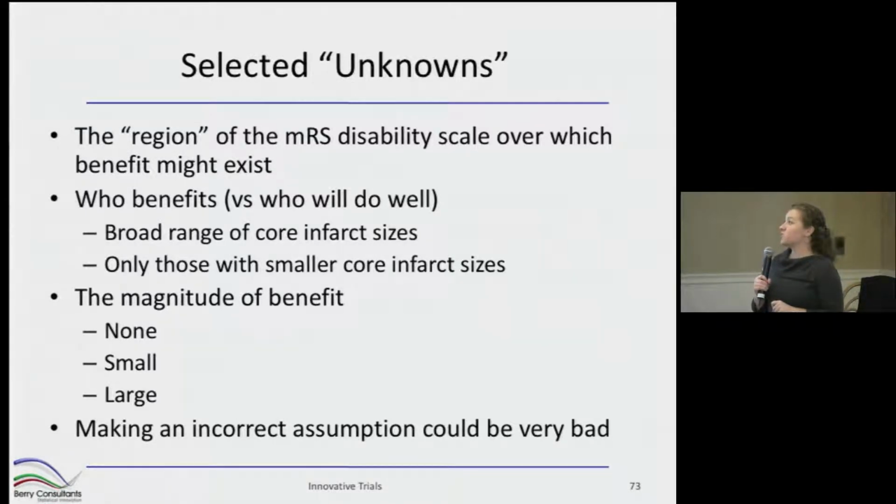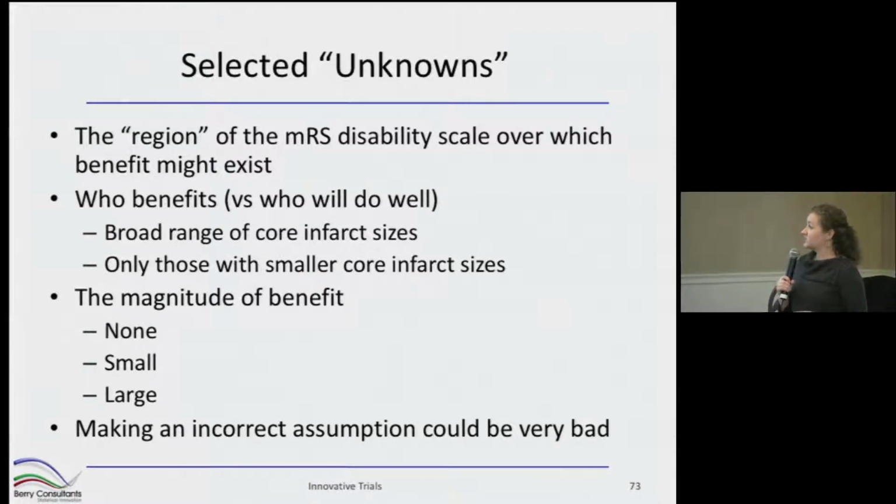One of those was, where is the benefit? Where does this occur? So in stroke, the primary endpoint here was the modified Rankin scale, or MRS, disability scale. So this is a 7-point scale, kind of an ordinal scale. So 0 means a patient has no symptoms at all. A 6 on this scale means a patient has died. So the question was, is the treatment most beneficial for subjects who are maybe in the lower range of that scale, or more beneficial for patients who are in the upper range, or is it beneficial across the entire range? So that was one of the things that we didn't know going into the trial.